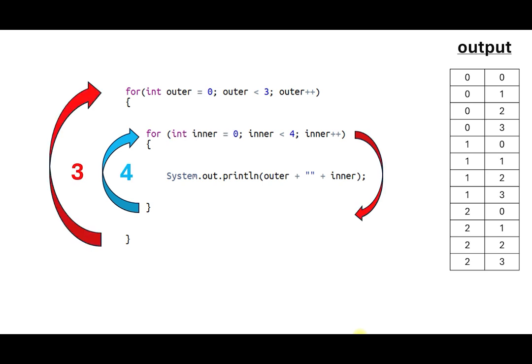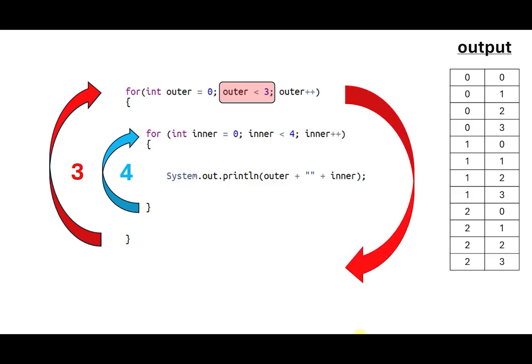Eventually, the value of the outer loop variable will become 3, and the Boolean statement outer is less than 3 will no longer be true. At this point, the flow of the program will break out of the nested loop structure, and the program will continue on.